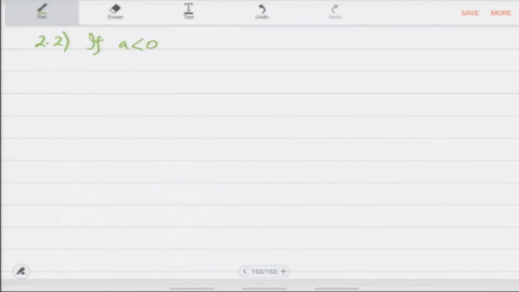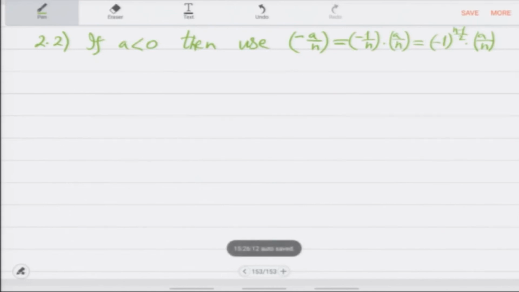Now there are two cases: a may be negative or a may be positive. Suppose a is negative, then use the fact that minus a by n is equal to minus 1 by n times a by n, and minus 1 by n is minus 1 to the n minus 1 by 2. Here we use the fact that n is odd. So if a is negative, then use this to make a positive.